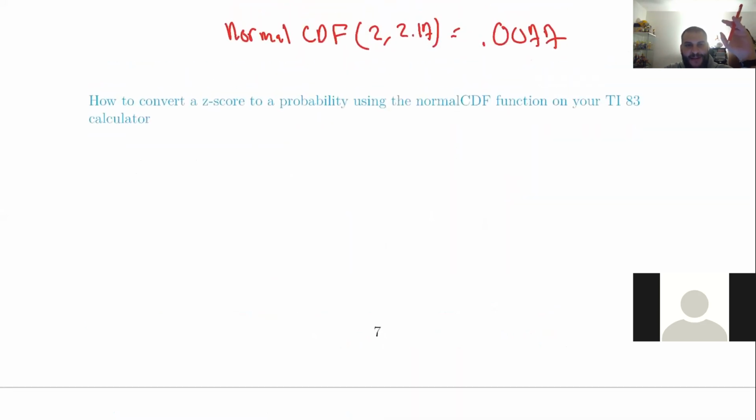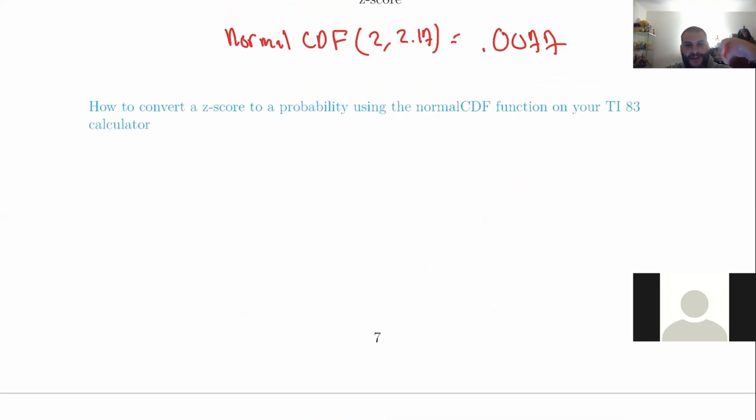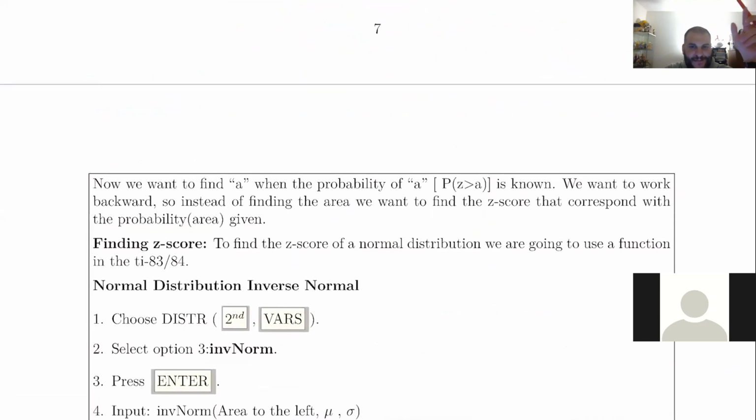And if you need some extra help, or if you need to watch a YouTube video on how to do it, I put a YouTube video up there that shows how to convert a z-score to a probability using the normal CDF function on your TI-83 calculator, or 84, whichever one.